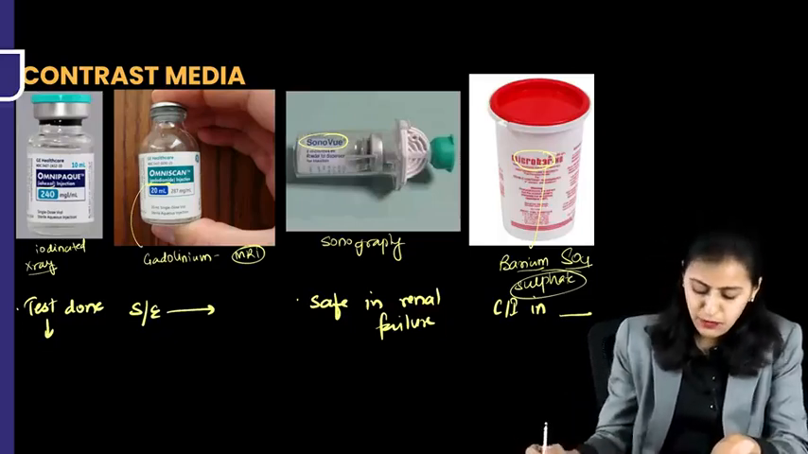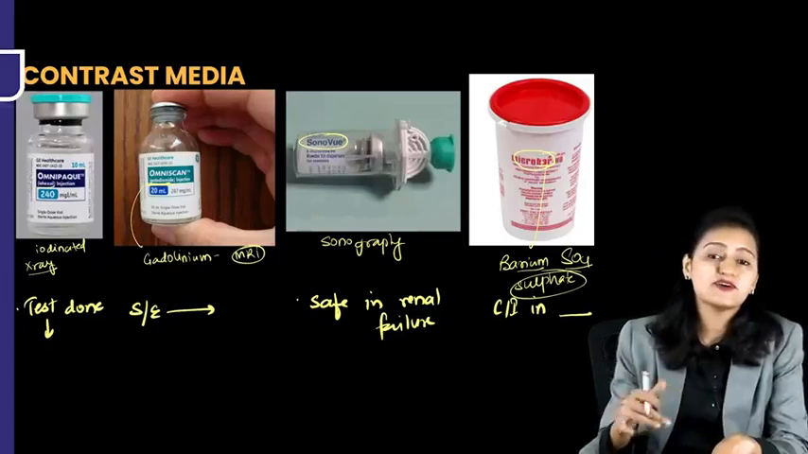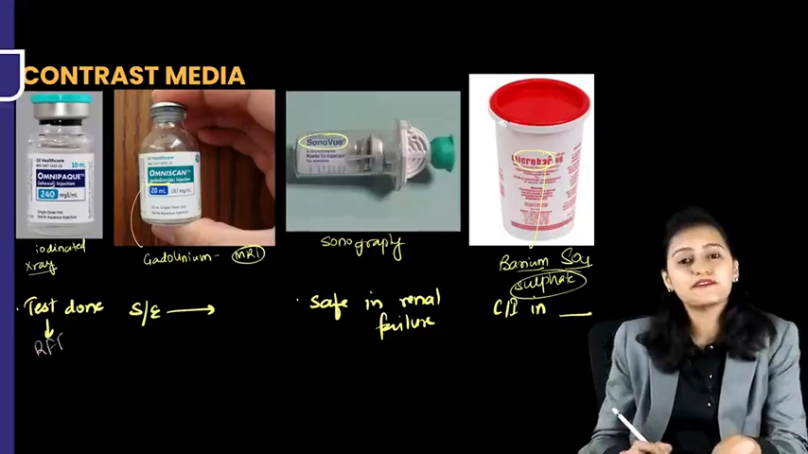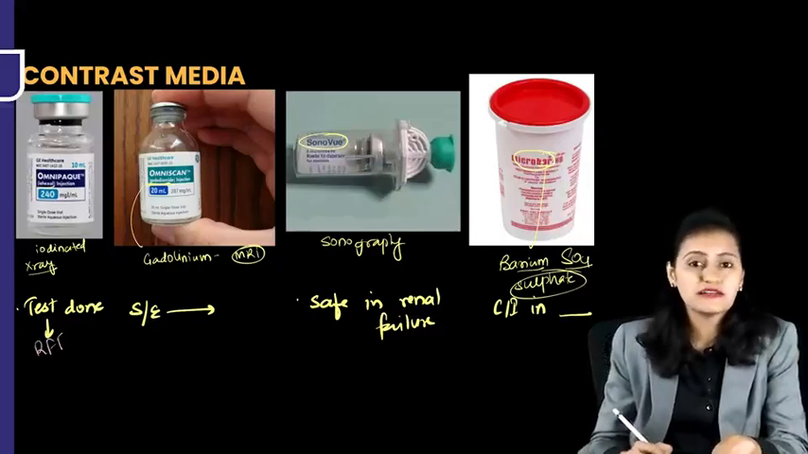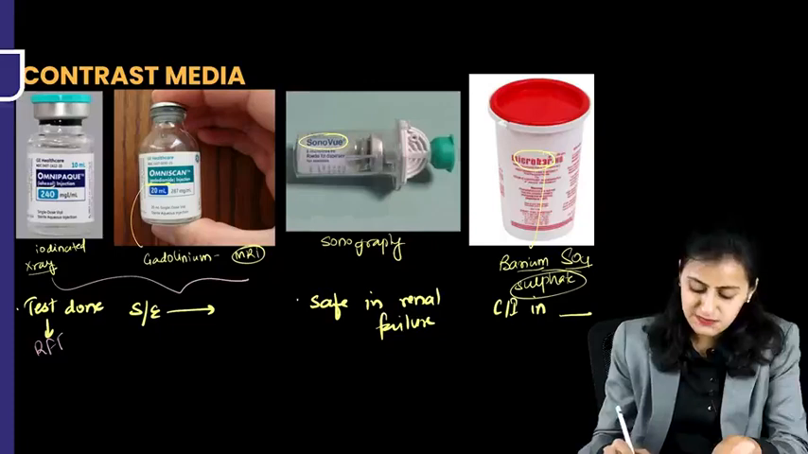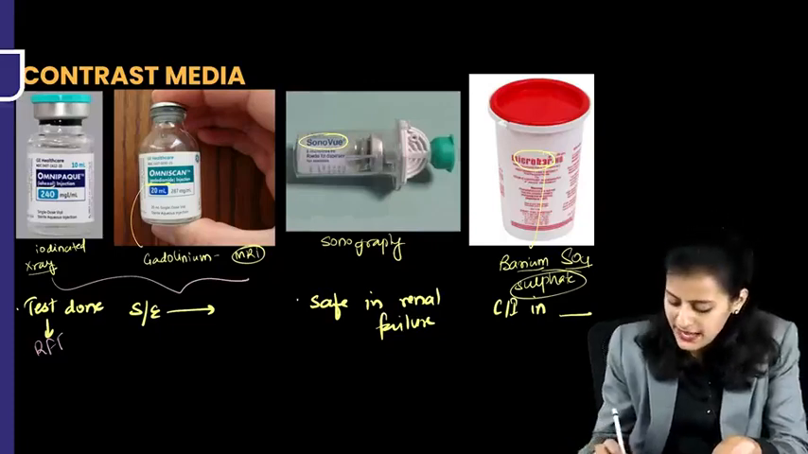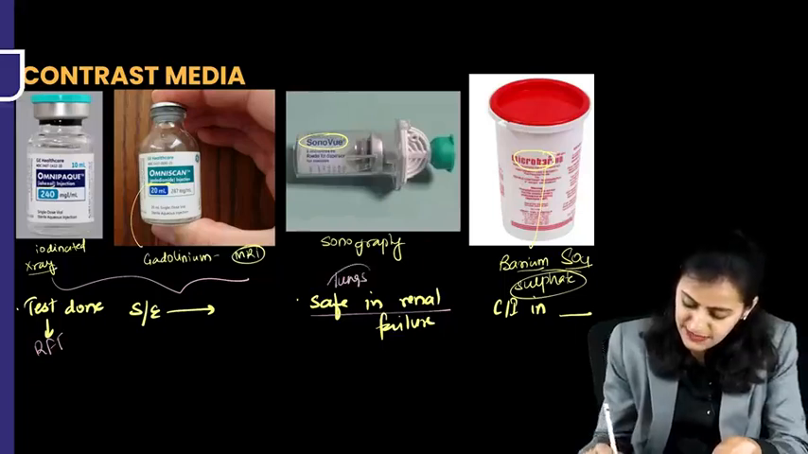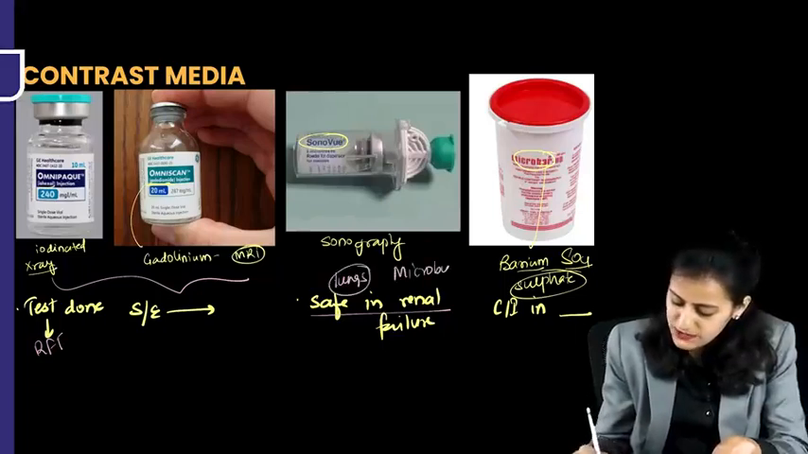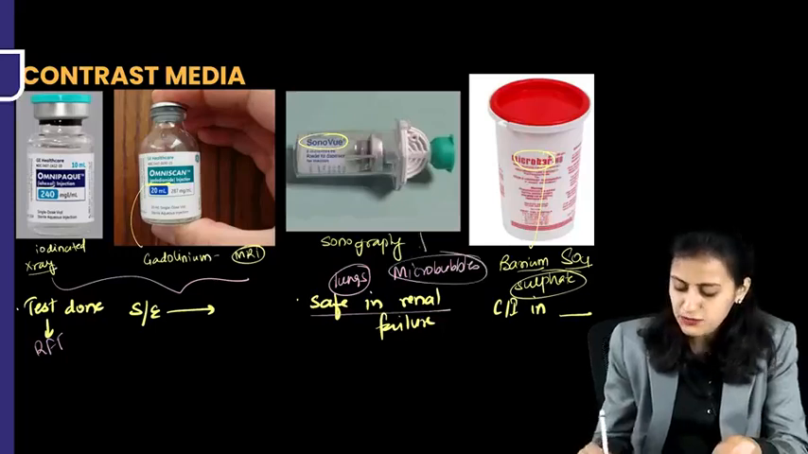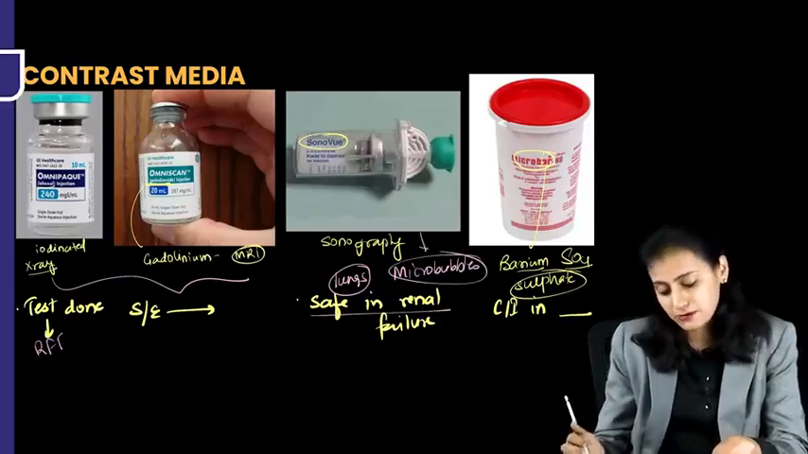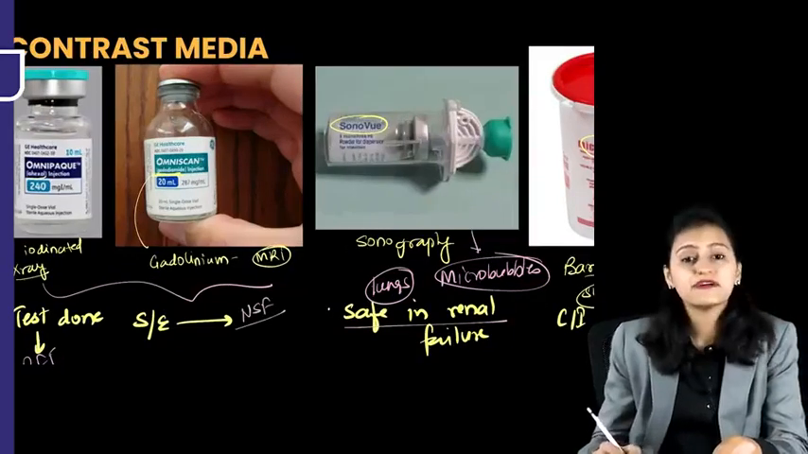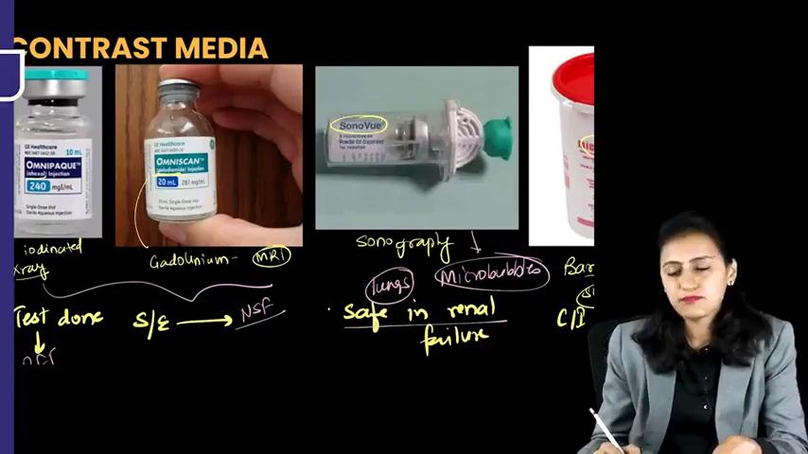Now, coming to the unique points here, before giving the CT or MRI contrast, what test do we need to do? We need to do RFT or KFT, serum creatinine, to look for the renal function, because these are excreted by the kidney. On the other hand, the sonographic contrast is safe in renal failure because it is excreted by the lungs. What is the composition of this? Basically, these are microbubbles. What is the unique side effect with gadolinium? Remember NSF, that is nephrogenic systemic fibrosis.